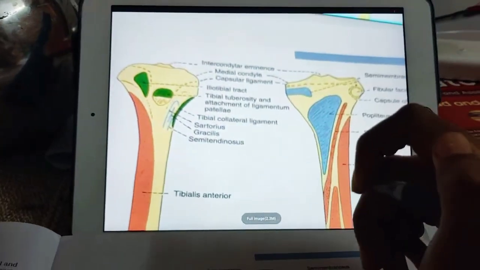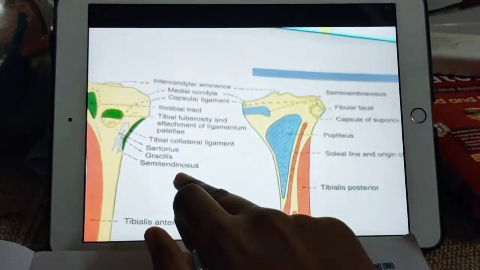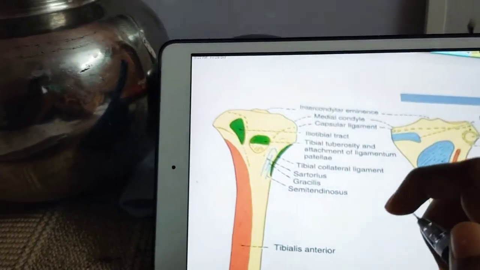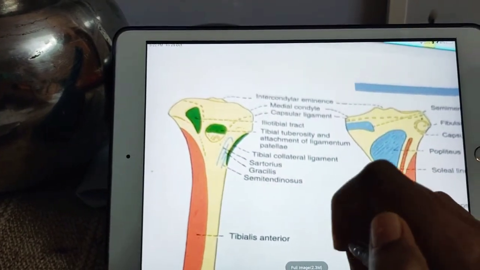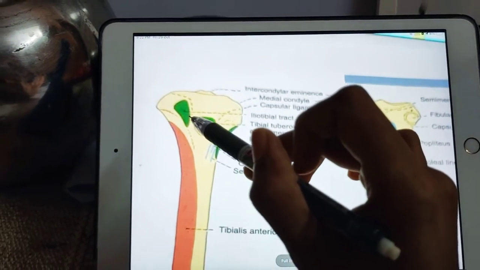Okay, now we'll go to the attachments on the lateral condyle. So this is the lateral condyle, anterior surface of the lateral condyle, this is the posterior surface of the lateral condyle. So the iliotibial tract is attached to a flattened impression on the anterior surface. So you can see this is the iliotibial tract.